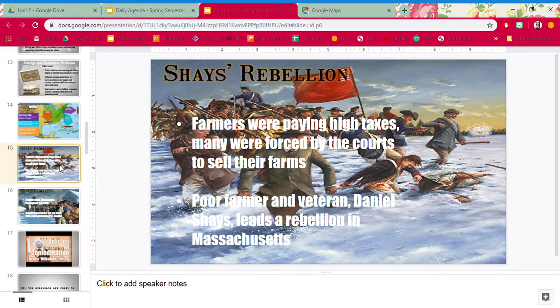So here's what happens. The state of Massachusetts refused to print some of this worthless paper money. They were tired of money being printed and it being too worthless. Instead, to raise money to pay off some of the debt, they wanted to collect taxes on some of the land. And who is living on most of the land is farmers. And the farmers had to pay the new taxes, but some of them couldn't pay it. Some of them are really poor, some of them are veterans from the war.